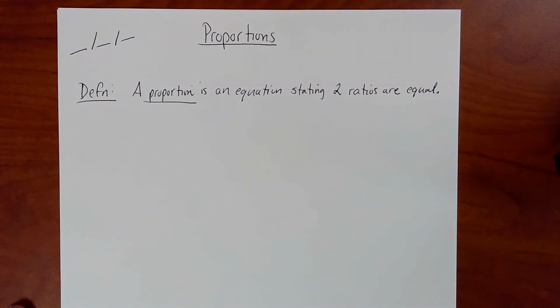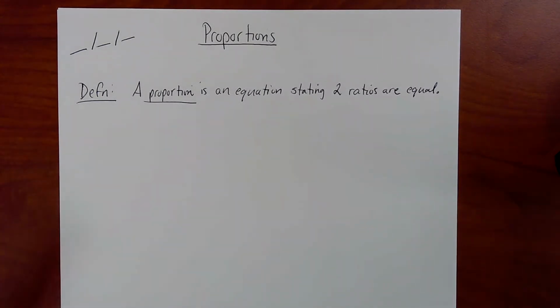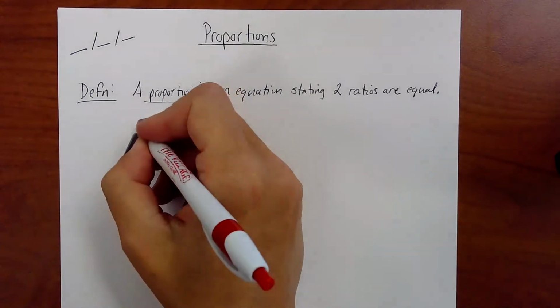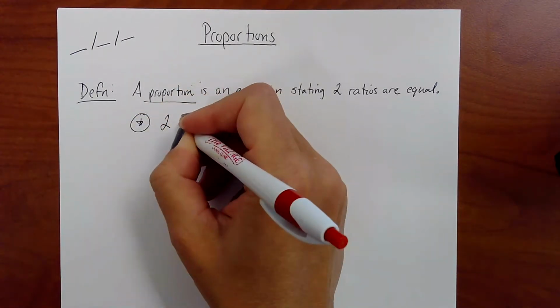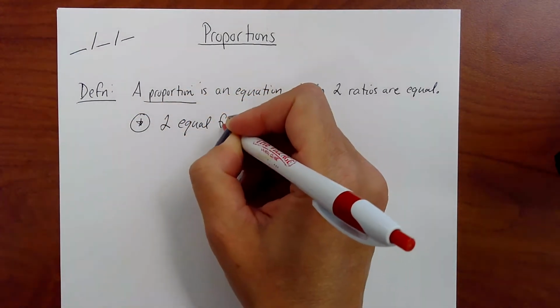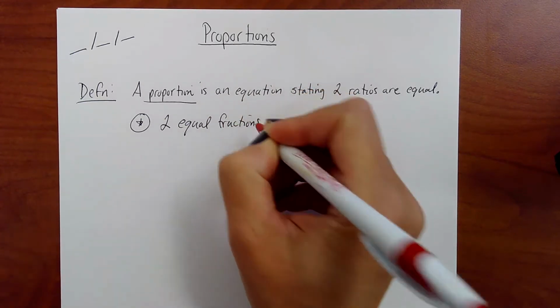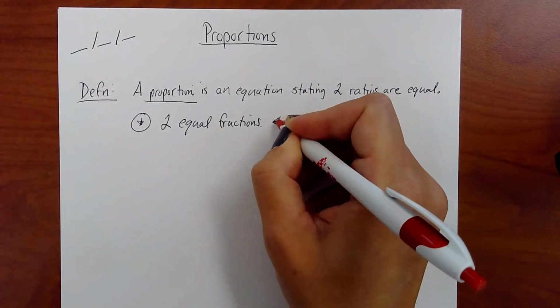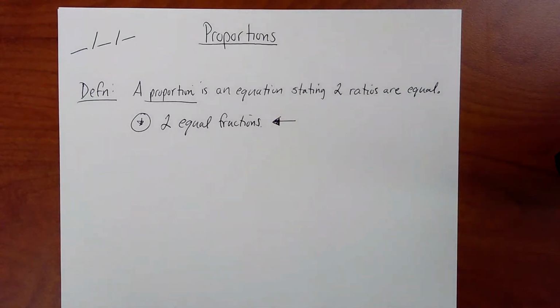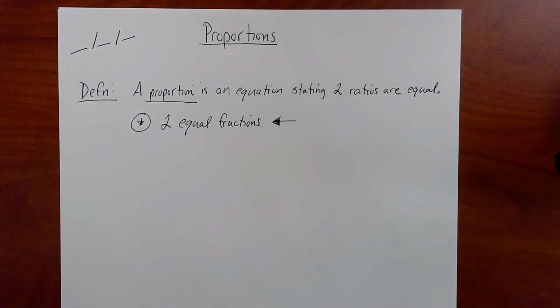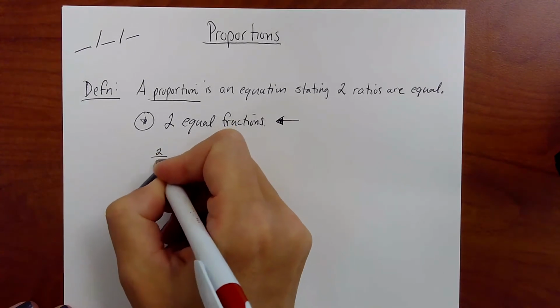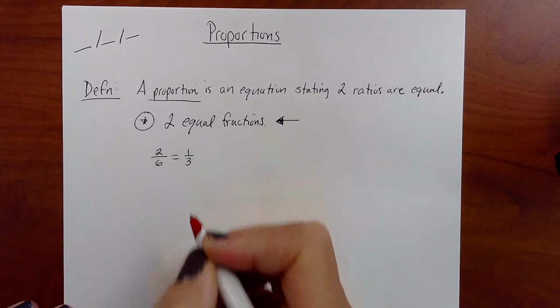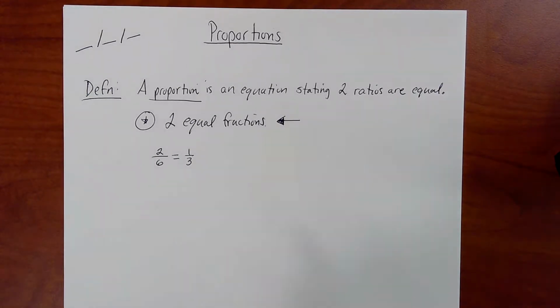What's a ratio? It's really just a fraction. So a proportion is really just two equal fractions. Let's write that. Two equal fractions. So if the directions say use a proportion, you need to use two equal fractions. There needs to be an equal sign. There needs to be two fractions. So what does it look like? If it was all numbers, it would look like something like 2/6 equals 1/3.